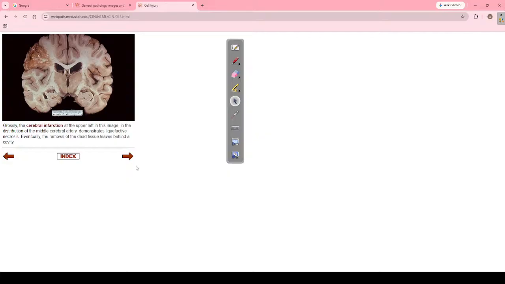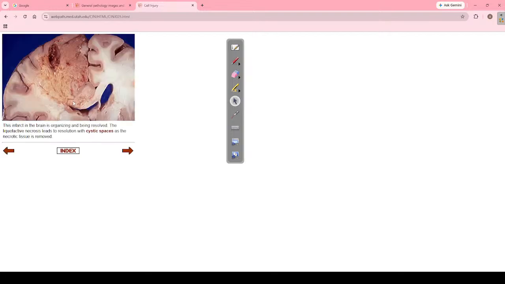Removal of the dead tissue leaves behind a cavity. There will be a cavity and it becomes a cystic space, as explained. There is also proliferation here. This infarct of the brain is organizing and is being resolved. In this one, it is becoming liquefactive necrosis. Cystic spaces will be formed as the necrotic tissue is removed.